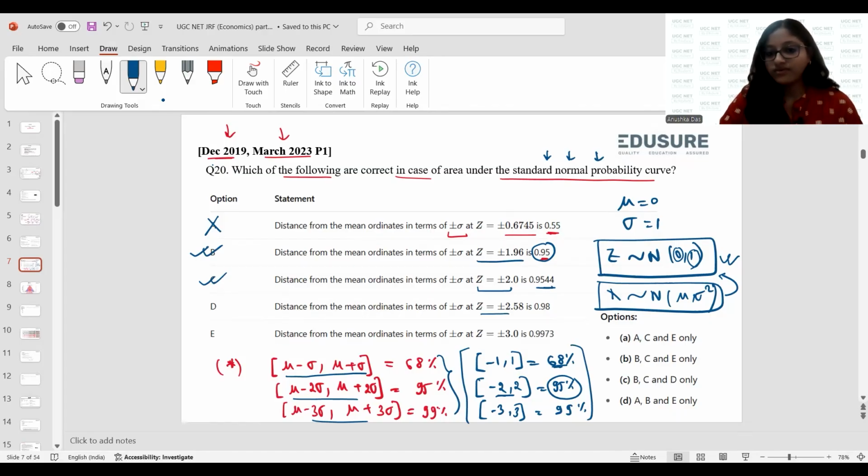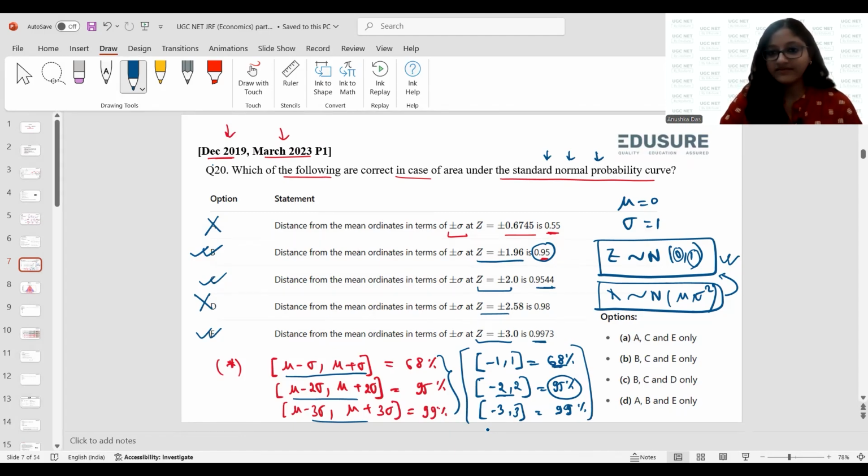So 2.58 lies in -3 to +3. So the probability should be 99% and not 98%. So this option is wrong. And finally, you have z is ±3, which is more than 99%. This is also true, right? So this is the way you have to solve this question.